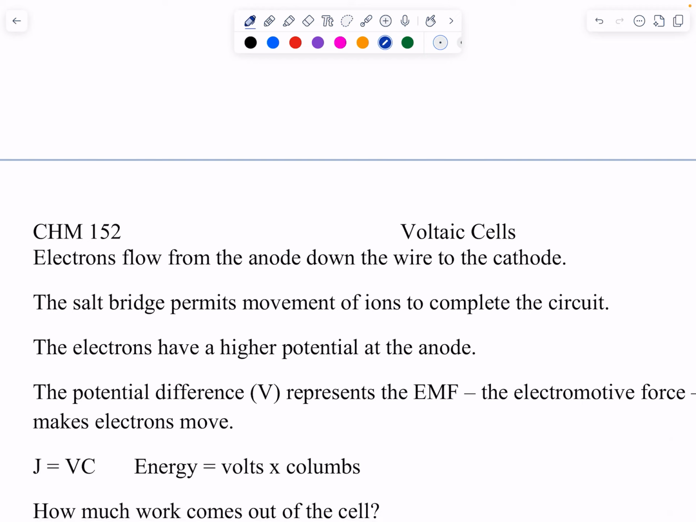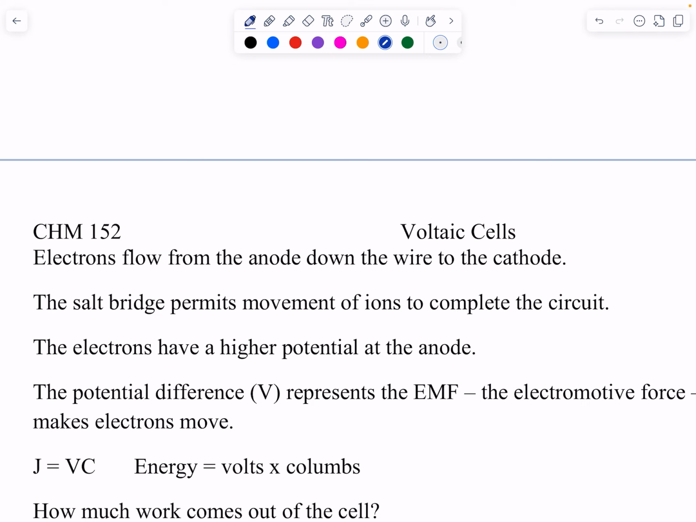All right, salt bridge. Oh, we just did this. So the electrons have a higher potential at the anode. What does that mean, a higher potential at the anode? Potential to do what? So when we think about potential energy, what do you think about? It's stored energy.